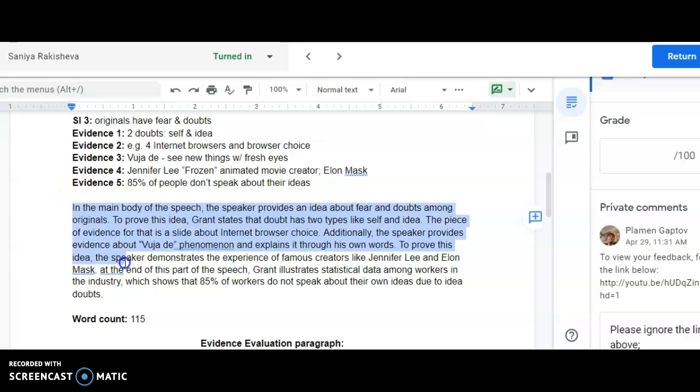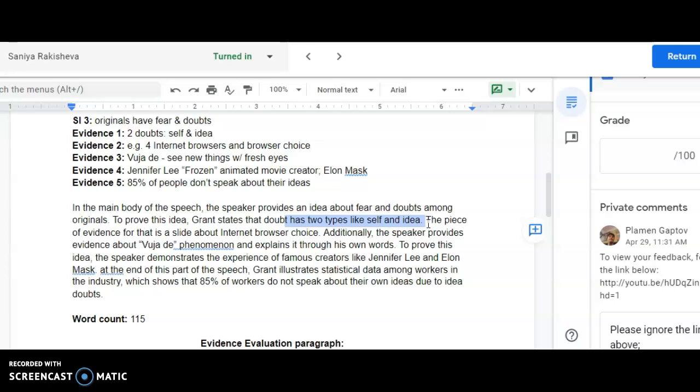The identification, there's no problem with it. You've basically explained everything. The only thing I would say here, you're starting with a supporting idea. The speaker provides an idea about fear and doubts among originals. To prove this idea, he states that doubt has two types. Now here I'm not very sure when he said that and if that's really the supporting idea. So you're starting with a very kind of vague supporting idea.